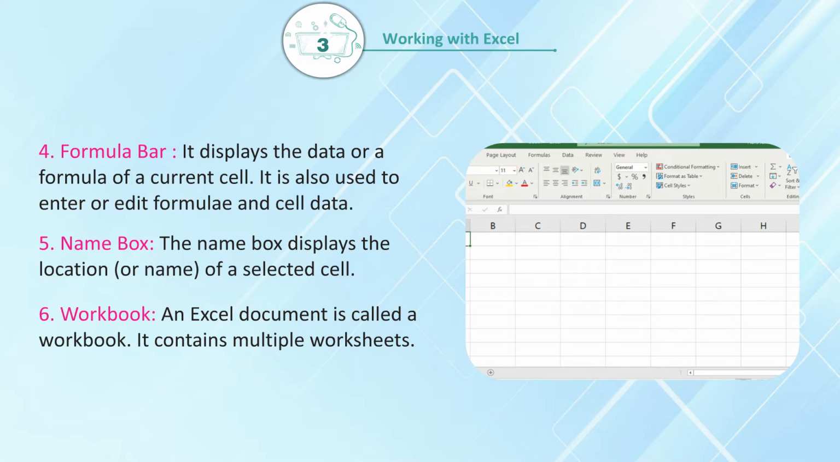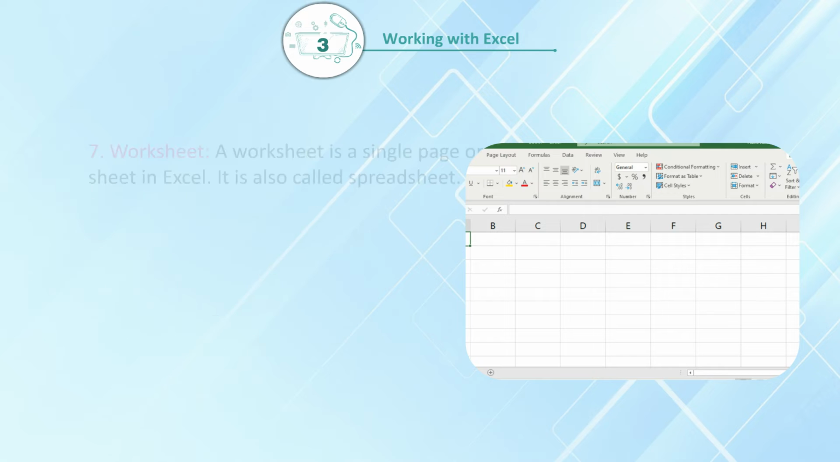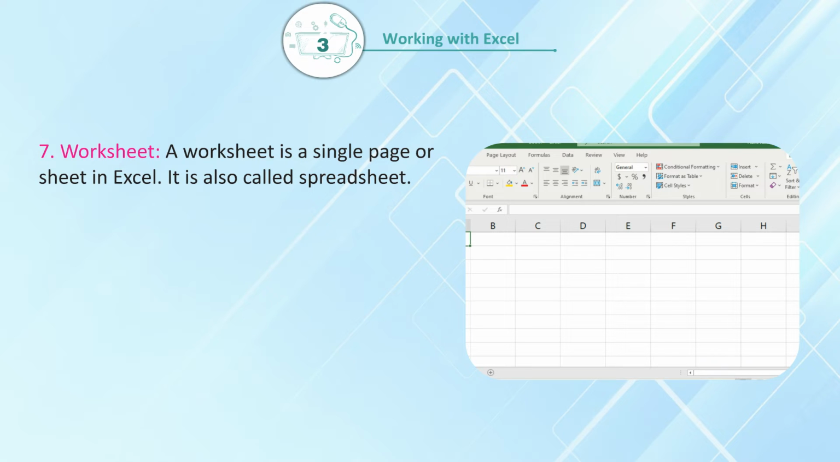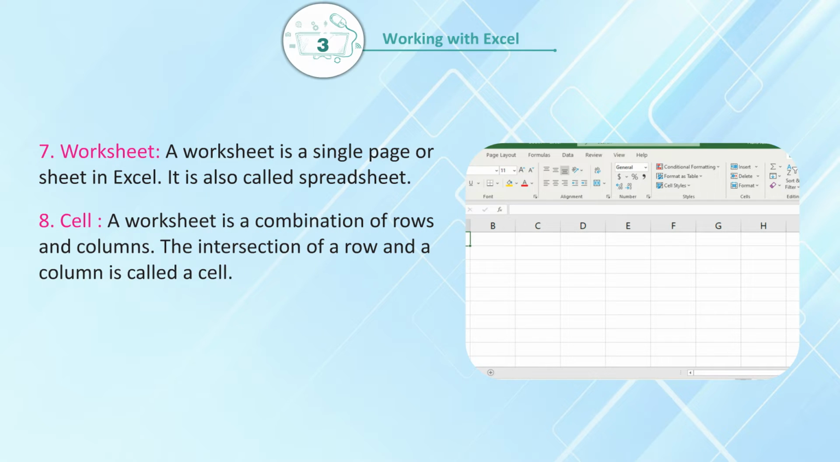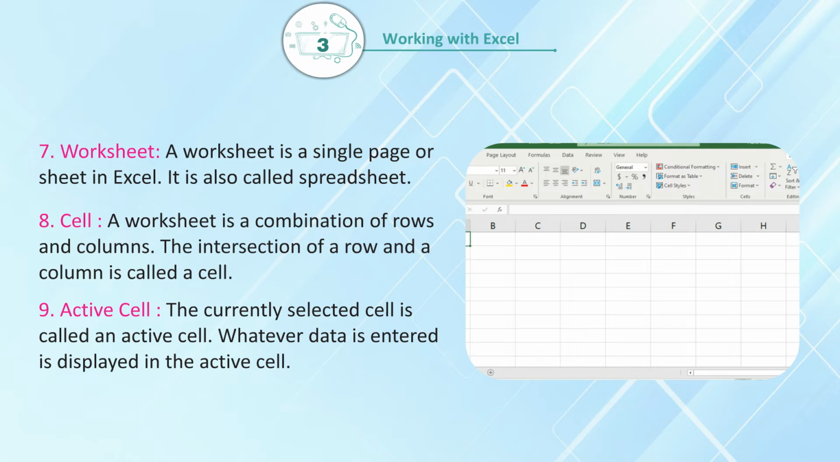Workbook. An Excel document is called a workbook. It contains multiple worksheets. Worksheet. A worksheet is a single page or sheet in Excel. It is also called a spreadsheet. Cell. A worksheet is a combination of rows and columns. The intersection of a row and a column is called a cell. Active cell. The currently selected cell is called an active cell. Whatever data is entered is displayed in the active cell.